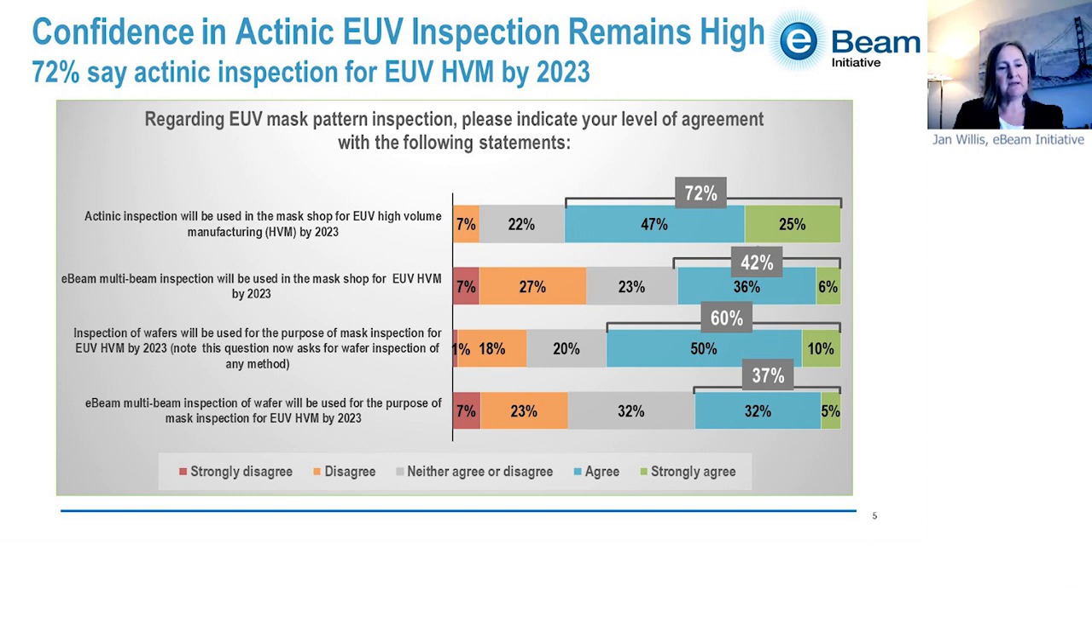But in this third statement, we made it more general to say any inspection of wafers will be used for the purpose of mask inspection for EUV high volume manufacturing by 2023. We found that 60% agree with that statement, whereas 37% agree with the specific statement that eBeam multi-beam inspection of wafers will be used for the purpose of mask inspection for EUV high volume by 2023.